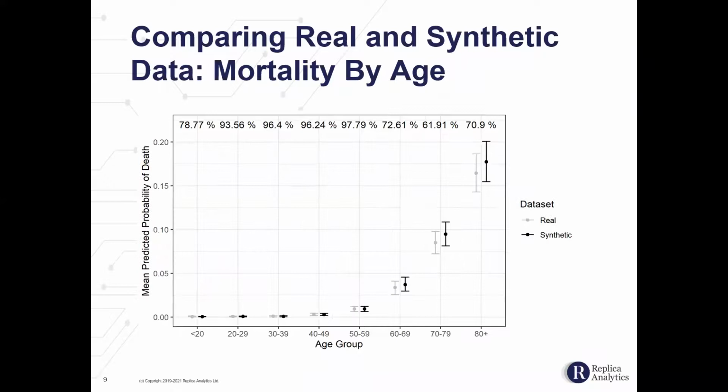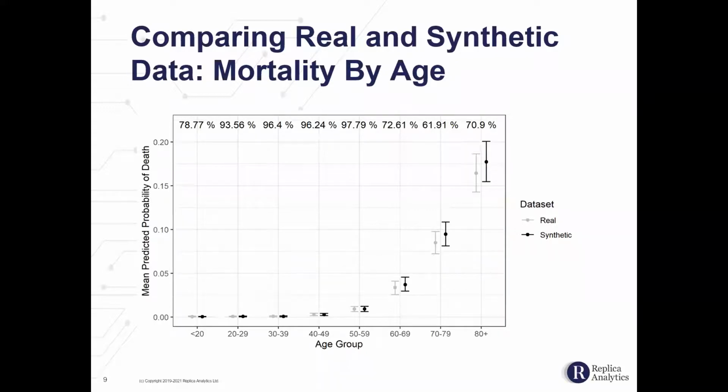And here's just another analysis from the same study. Again, COVID-19, looking at mortality with age group. And again, this is a conditional partial dependency plot, which essentially shows the impact of age, factoring out all the other variables. And you can see the predicted probability in the 95% confidence interval and the strong concordance between the real and synthetic data sets. And the numbers at the top are the confidence interval overlaps.